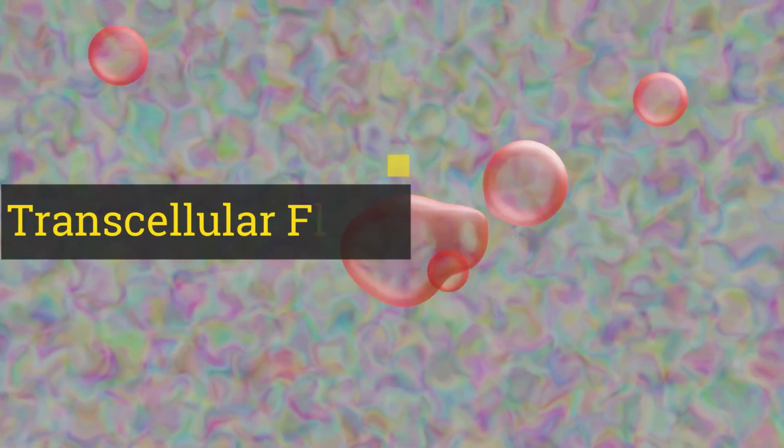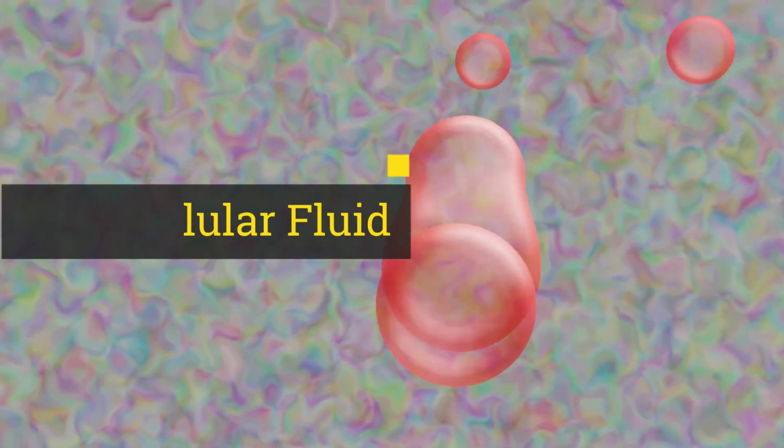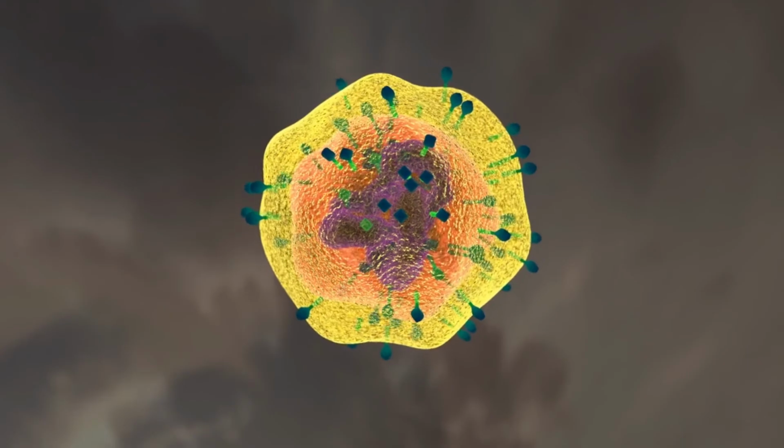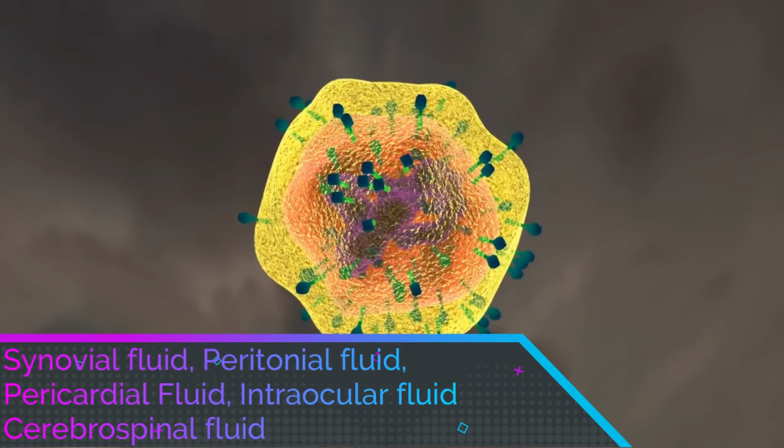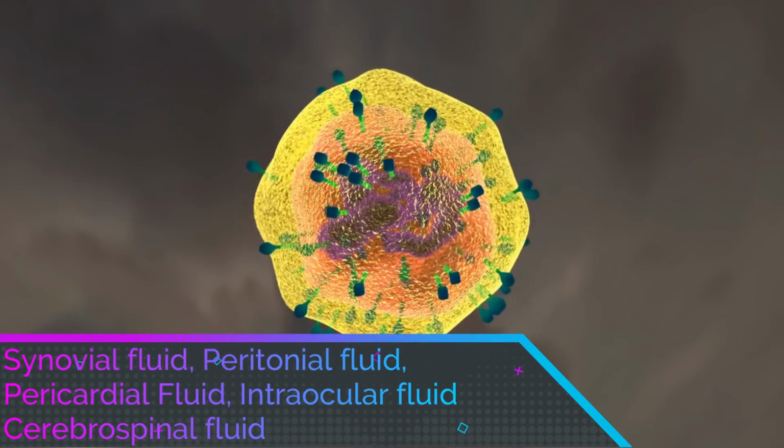There is another small compartment of fluid that is referred to as the transcellular fluid. It is usually considered to be a specialized type of extracellular fluid. It constitutes about 1 to 2 liters. This compartment includes synovial fluid, peritoneal fluid, pericardial fluid, intraocular fluid and cerebrospinal fluid.